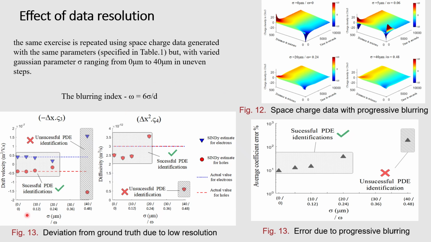And here the deviation from ground truth due to low resolution is described for both drift velocity and diffusivity. And at high resolution, you can see that the SINDy estimates are very close to the ground truth. And as resolution lowers, you can see that it deviates from the ground truth. And at a point, the identification of the PDE itself becomes unsuccessful. So figure 13 describes the error due to progressive blurring. And as shown here, at high resolution, the error is just around 10%, that is, the accuracy is close to 90%. And as you blur the input data, the error increases logarithmically.